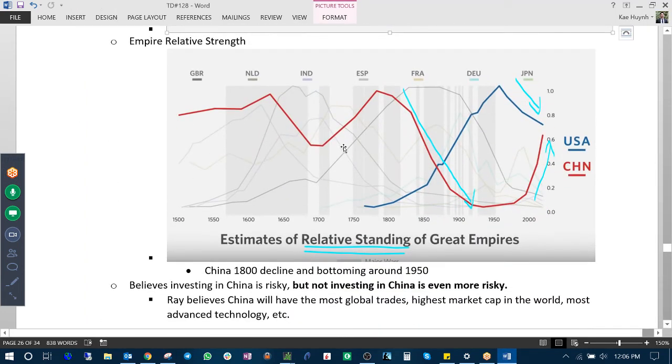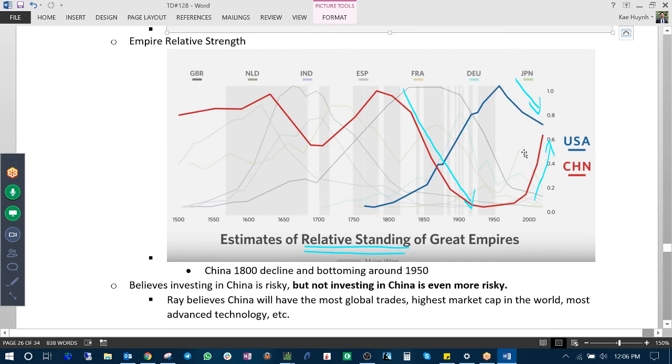Empire relative strength, right? If you were to consolidate the indicators, if I recall, I watched it earlier in the week. Estimates of relative standing of great empires. This is China's decline right here, as you can see, in the 1800s, and they've been bottoming for a while. It's kind of like a chart, right? So their strength is coming up now, while the U.S. is kind of consolidating and going down.